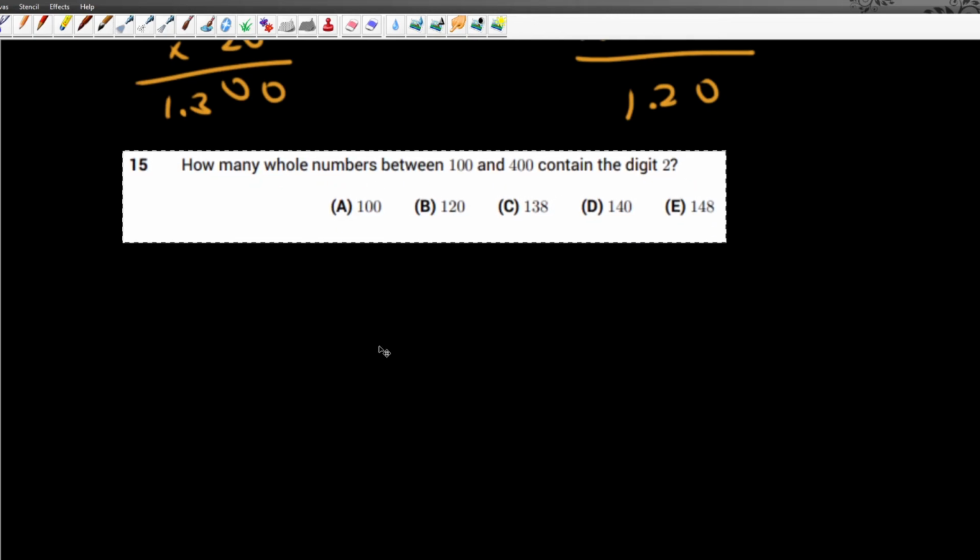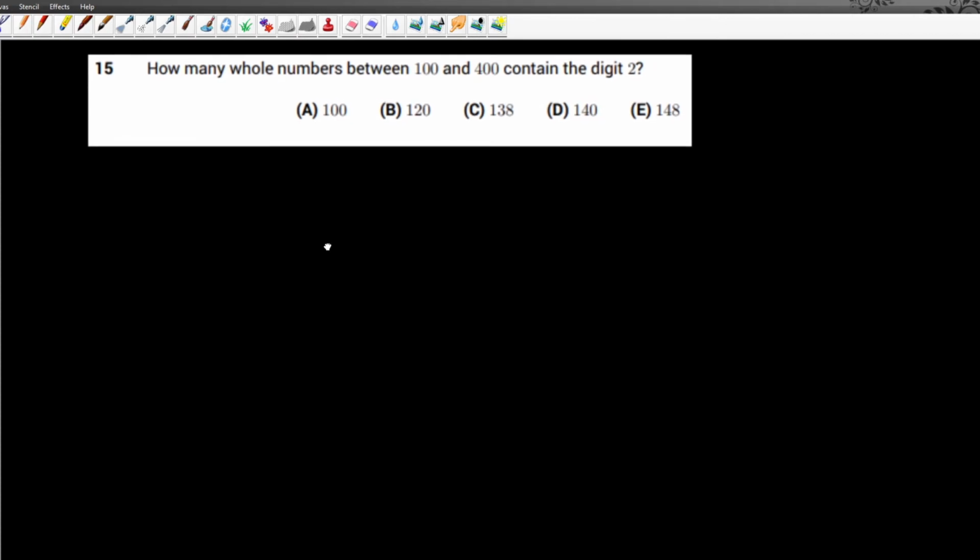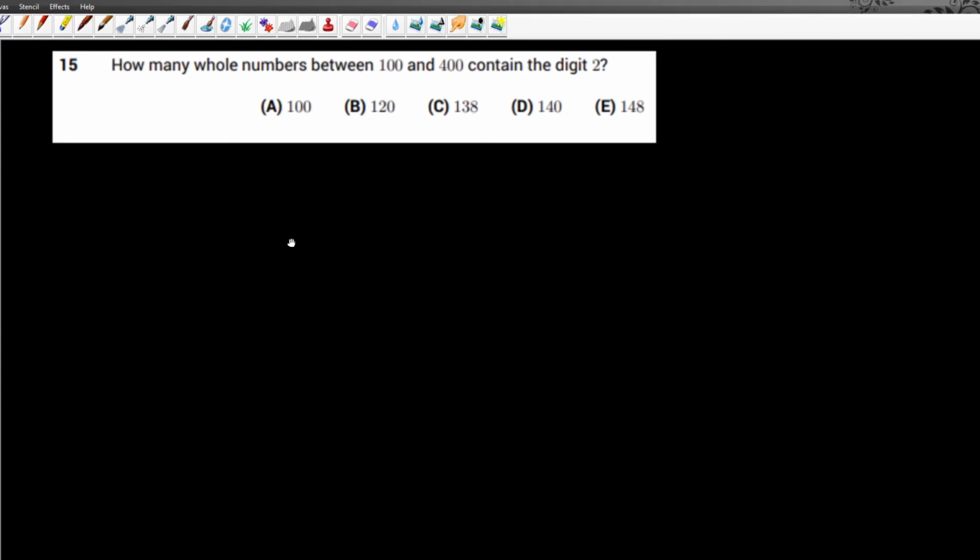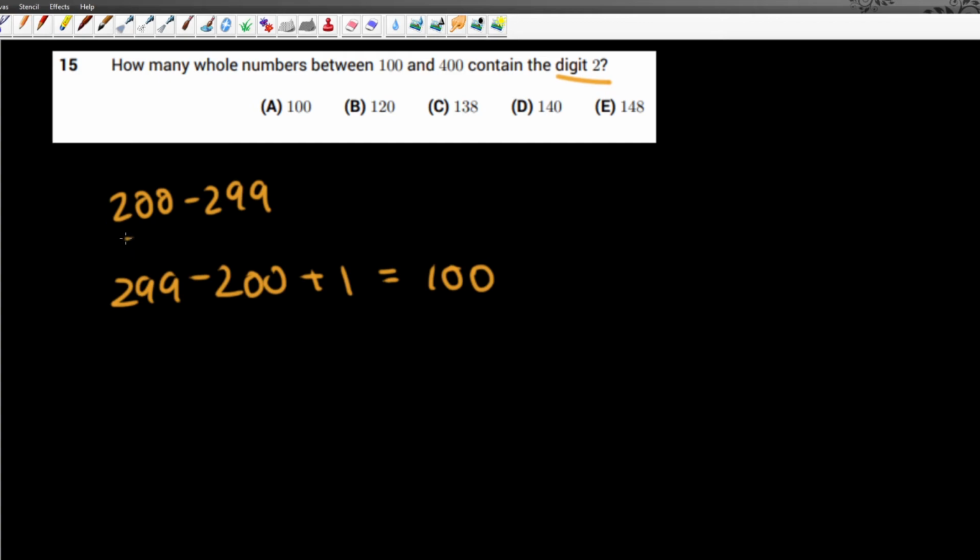Alright, question 15 reads, how many whole numbers between 100 and 400 contain a digit 2? So 100 and 400, there's also a special set of numbers in this number set, which is 200 to 299, which all contain a digit 2. So this means that 200 to 299 inclusive is 299 minus 200 plus 1, because we have to include the first number 200 as well. So we get 100 from this set.